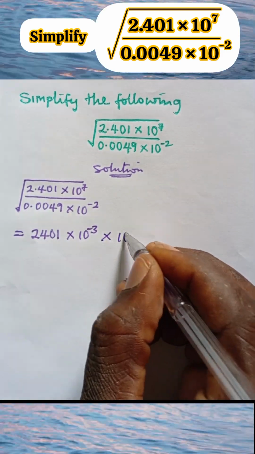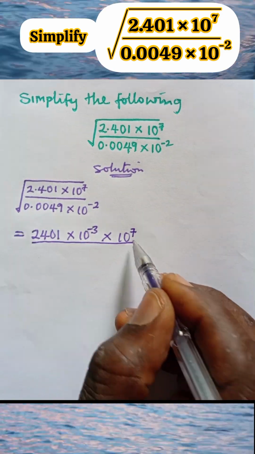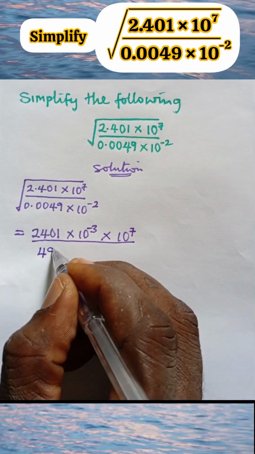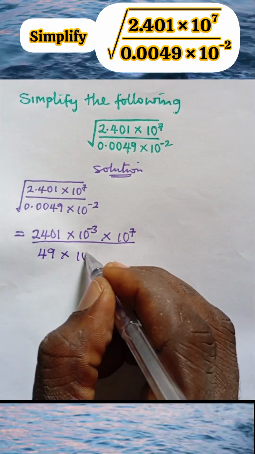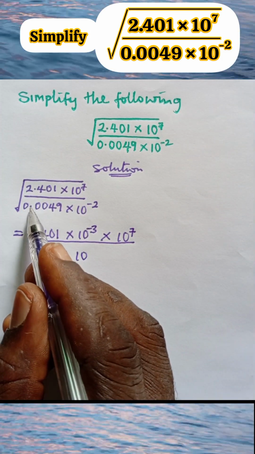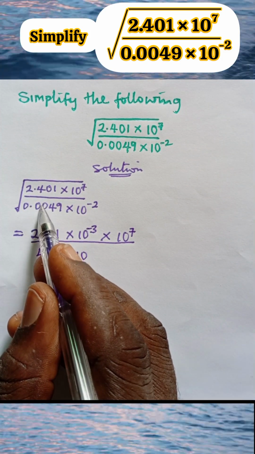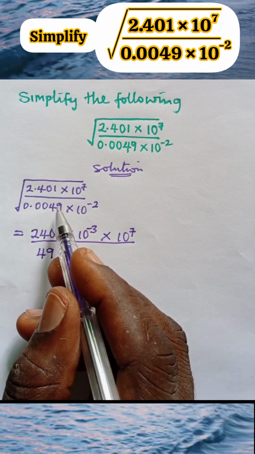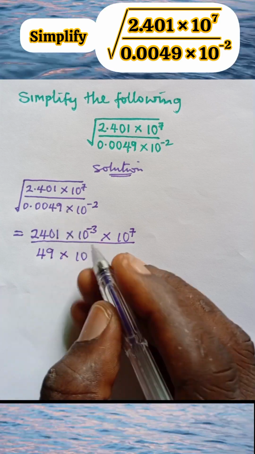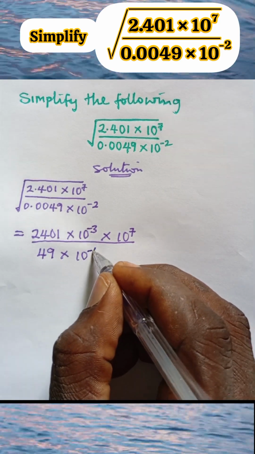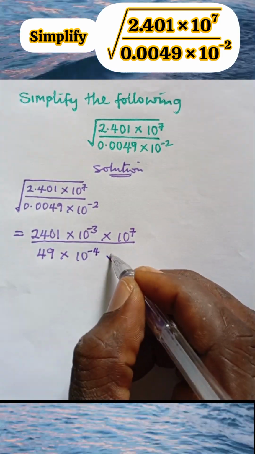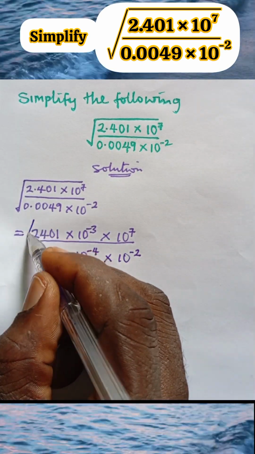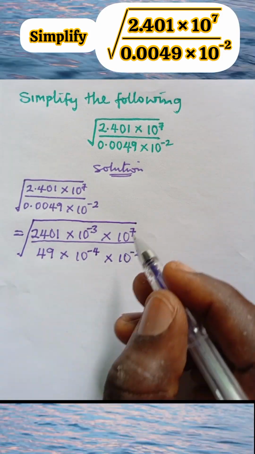Then we continue times 10 raised to the power what? 7. So we do the same thing to the denominator. We come here to write 49 standing alone as a whole number multiplied by 10. So we are quickly going to move the point how many times? 1, 2, 3, 4. But take note that we counted to the right hand side. So we come here to write negative what? 4. Then we continue times 10 raised to the power negative 2. Okay, let's put the square root.